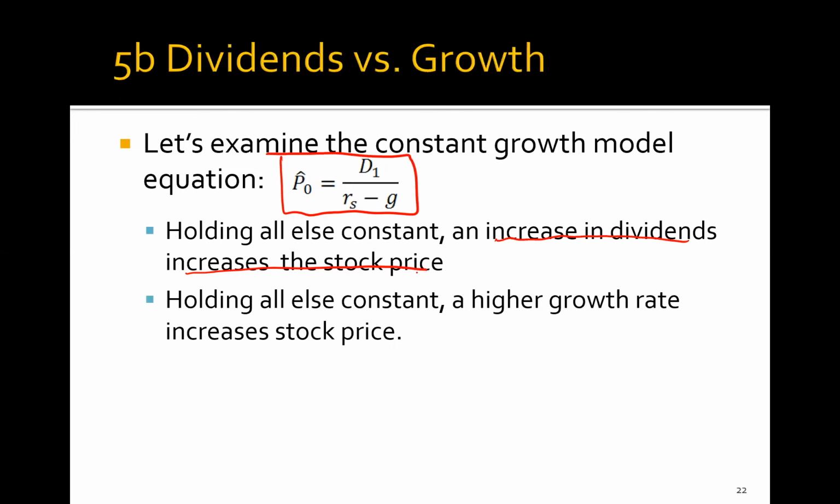Also, holding all else constant, a higher growth rate would mean a higher stock price. Mathematically, as this growth rate gets bigger, our denominator gets smaller, so you're dividing by a smaller number. Divide by a smaller number, your end result will be bigger. And so again, a higher growth rate increases the stock price.